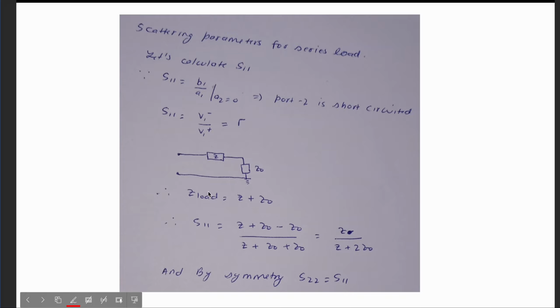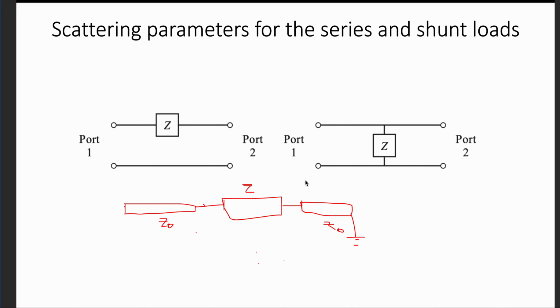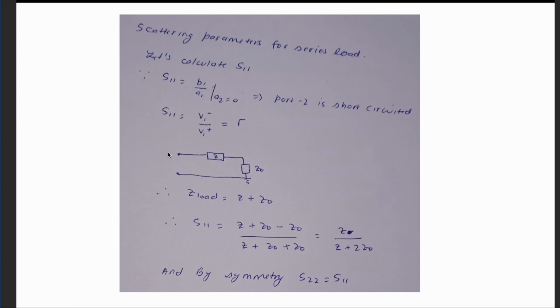Here you can calculate the value of S11, and that will be Z upon Z plus 2Z0. By symmetry, because it's symmetric on both the left and right hand side, your S22 will equal S11. So S22 is also Z upon Z plus 2Z0. Now what you need to find is the value of S21.